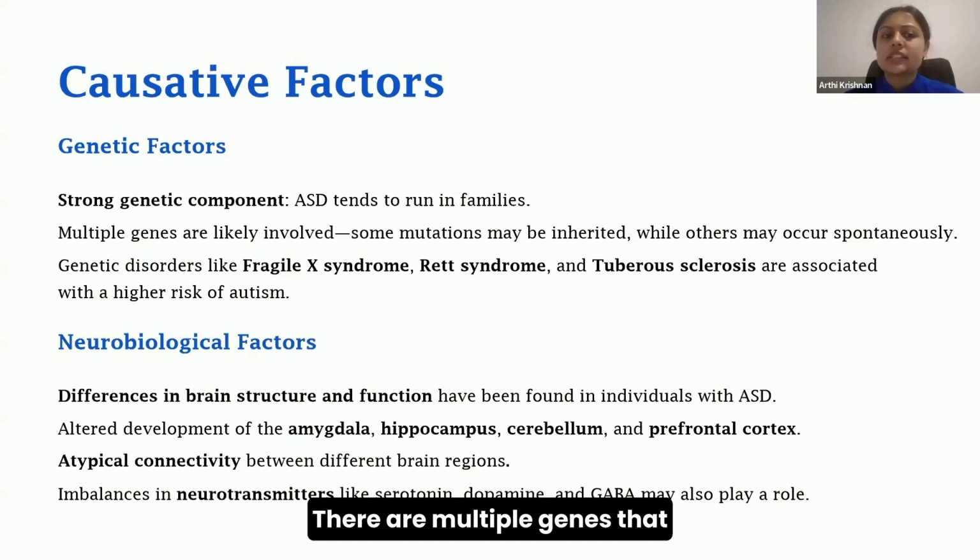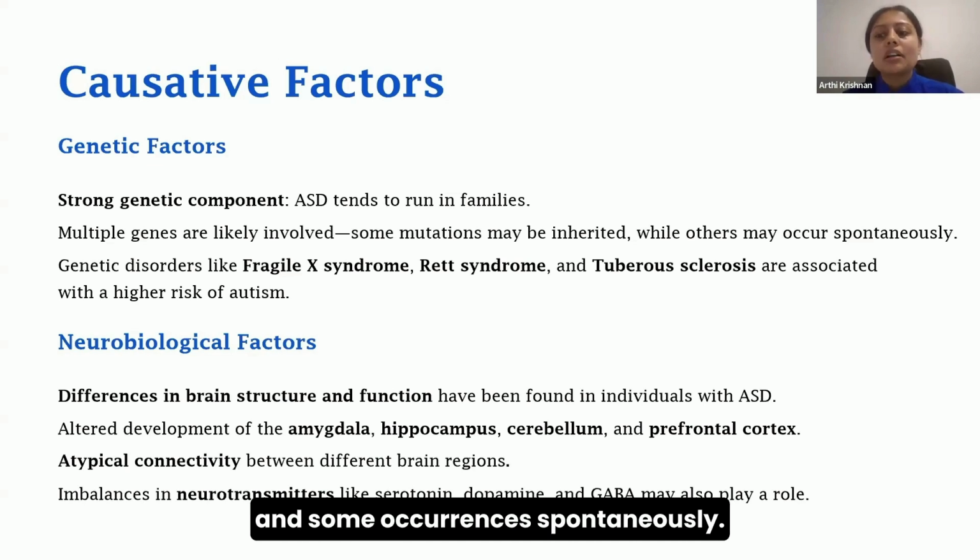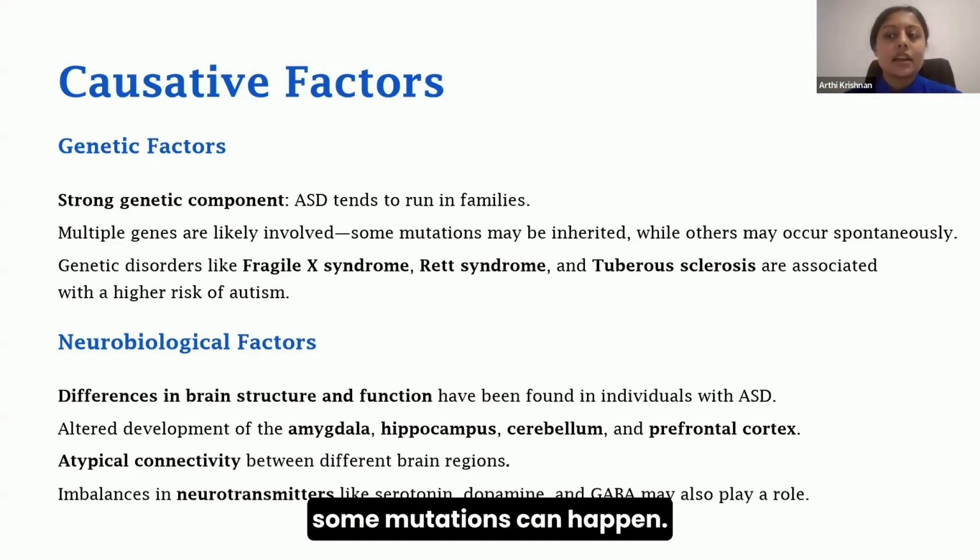There are multiple genes that are likely involved, and also some genetic mutations that happen can be inherited, and some occur spontaneously. That is, some mutations may be present in the parents and that can get inherited, or maybe they were not inherited and after the child was born some mutations can happen, right? So it can happen in that prenatal scenario, or it can happen after the child has been born.